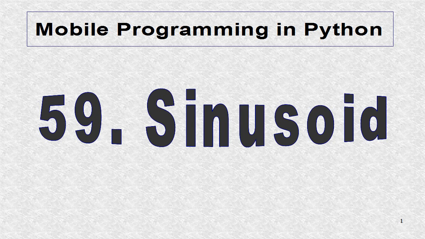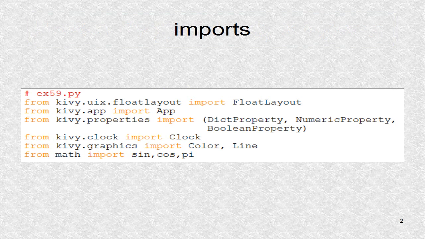In this application, a sinusoid at a certain frequency will be drawn over a few periods. For the Python file, these are the imports. The application layout is based on float layout. We always need the app class to develop an application. We use several properties, so changes in their values will be updated.